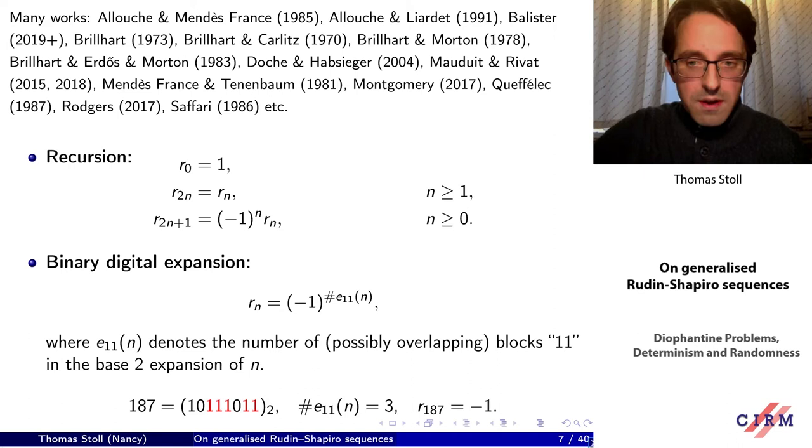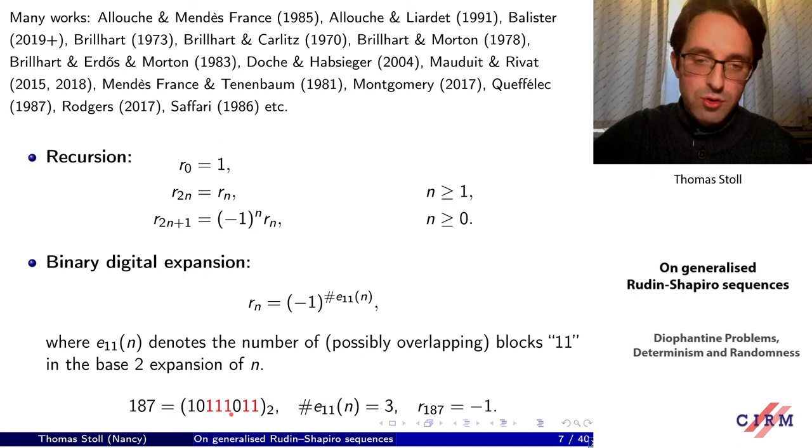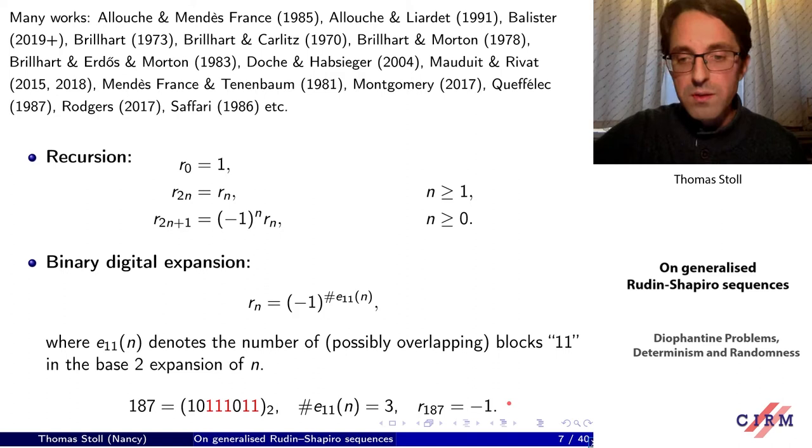Just to mention one example: if you take 187 and expand it in base 2, and you count the number of blocks of size 2 of consecutive ones, then you have here one block. There is an overlapping one, so 2, and here's 3. So you count this as 3, and you take minus 1 to the 3, and the value is minus 1. You can show that this is exactly what the recursion means in the base 2 expansion.